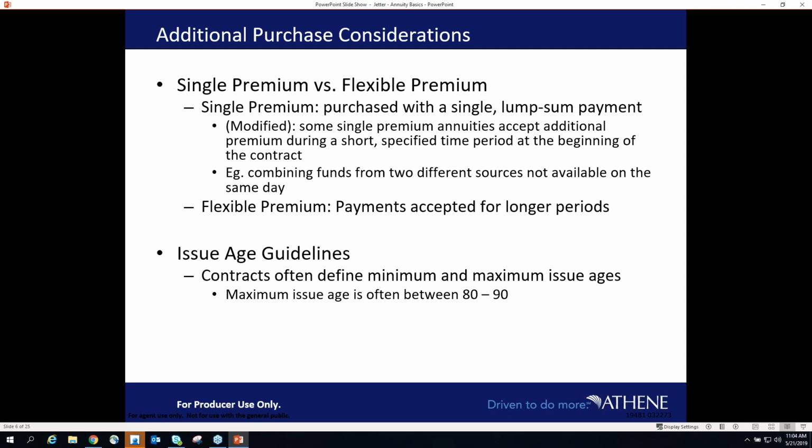Issue age guidelines: contracts often define minimum and maximum issue ages. The maximum issue age is often between 80 and 90. I know here at Athene, our highest issue age is age 83. So it does vary a little bit from company to company.